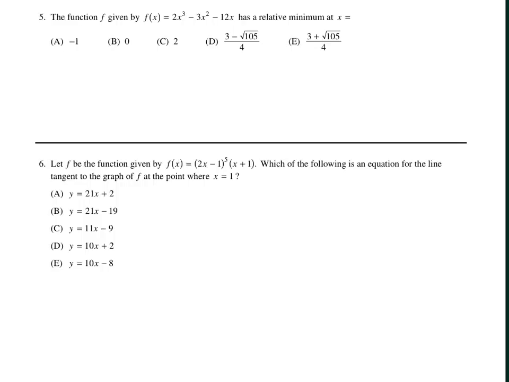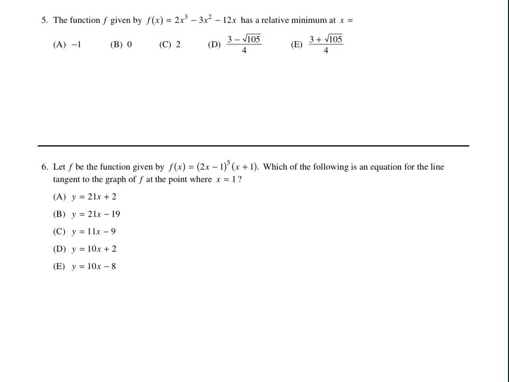Okay, number 5 asks to find a relative minimum. To find a relative min or max, you want to find wherever the derivative is 0, and that will give you the candidates for mins and maxes, the critical points. So f prime of x in this case is 6x squared minus 6x minus 12. We'll set that equal to 0.